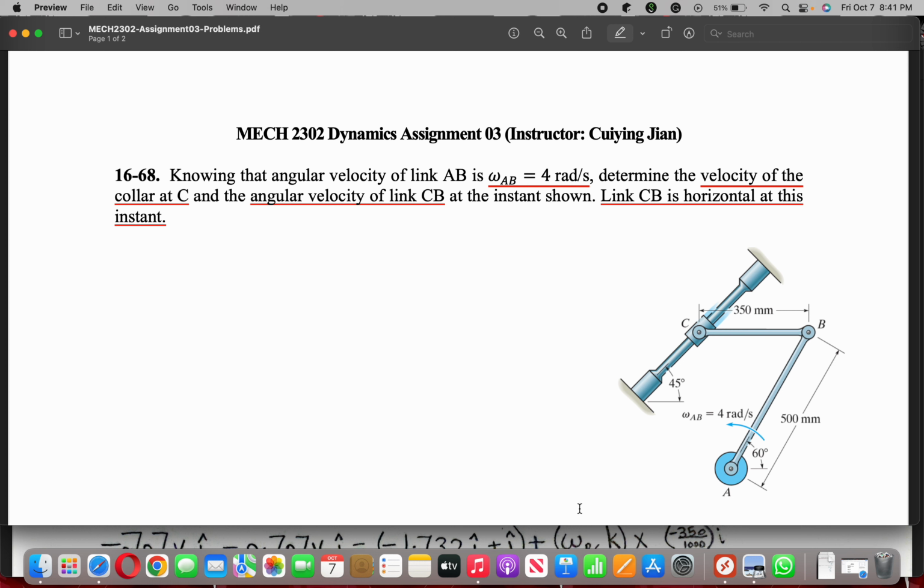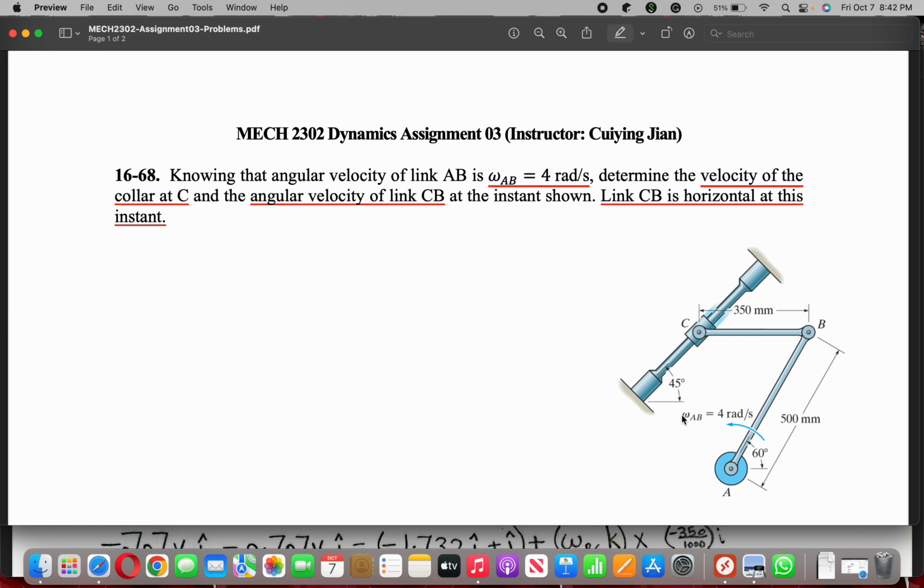This is problem 16-68. Knowing the angular velocity of link AB, which is 4 radians per second, we have to determine the velocity at collar C and the angular velocity of link CB. For this particular question, the link CB is horizontal at this instant, and the diagram shows the length of CB, which is 350 millimeters, and AB, which is 500 millimeters.